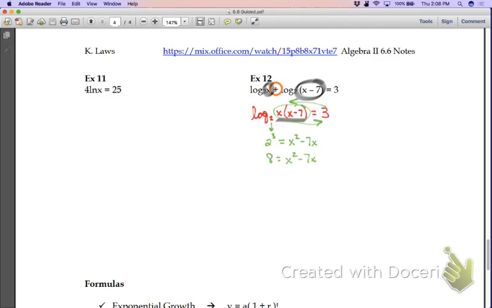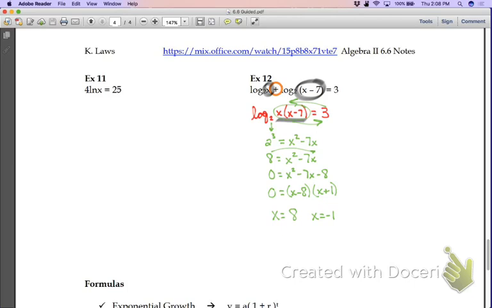It's a quadratic, so I'm going to have to solve it as a quadratic by moving that 8 over to the other side. So I have x squared minus 7x minus 8. Can I factor this? Are there two numbers that I can multiply together to get negative 8, and combine to get negative 7? Yeah. X minus 8 and x plus 1. So what are my two values? X is equal to 8. X is equal to negative 1.